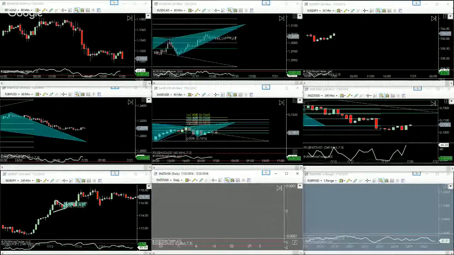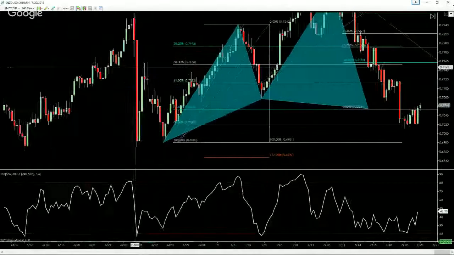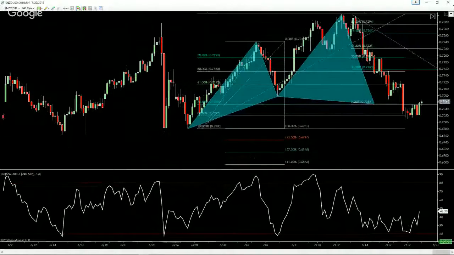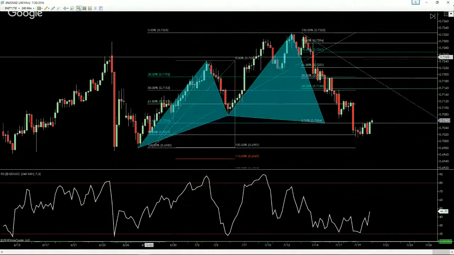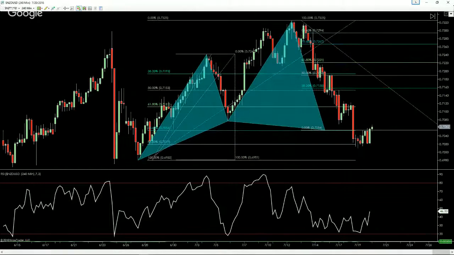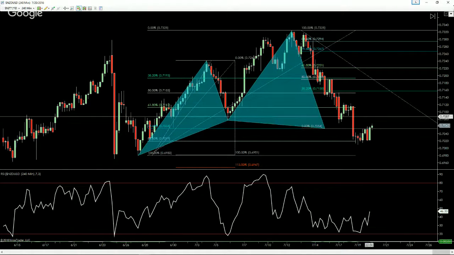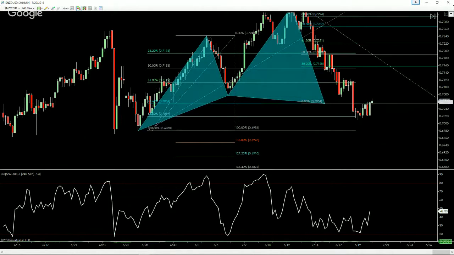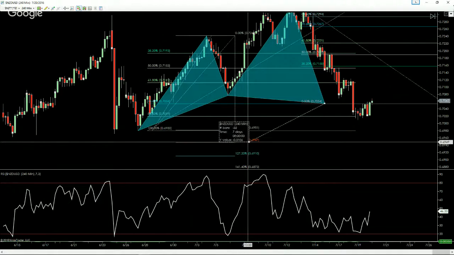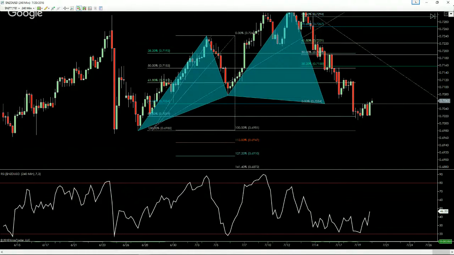So let's go to 240. Now the 240, this one is actually a bullish cipher pattern that we took advantage of, or I took advantage of. Now this one is actually at completion right here, which is about 150, I believe, or 106, I'm sorry, 106 pips of risk.